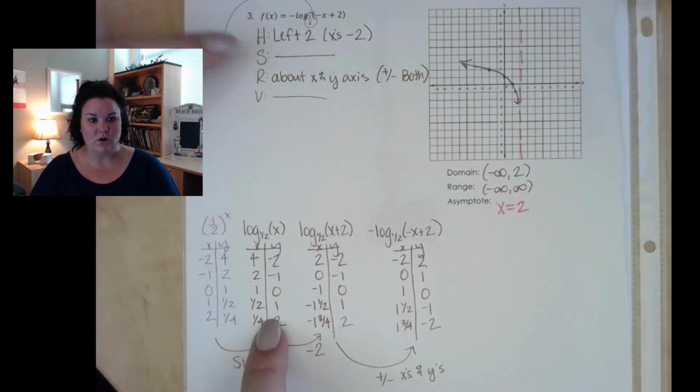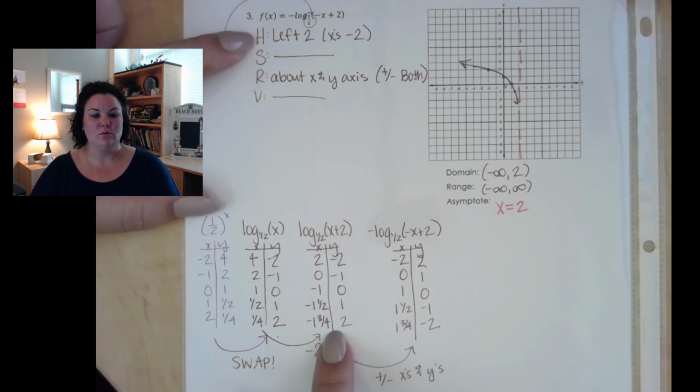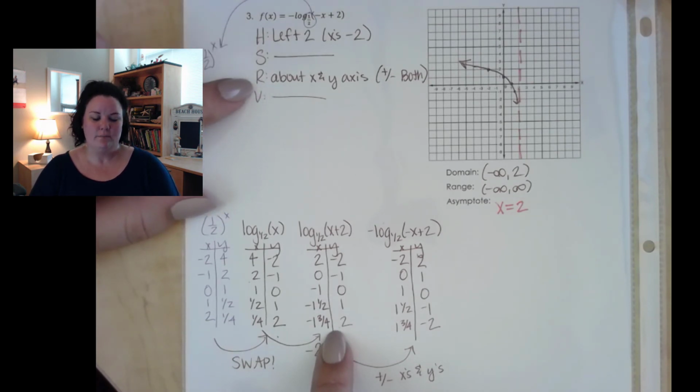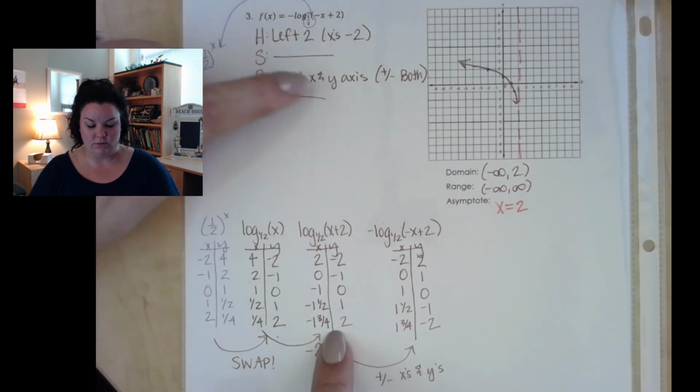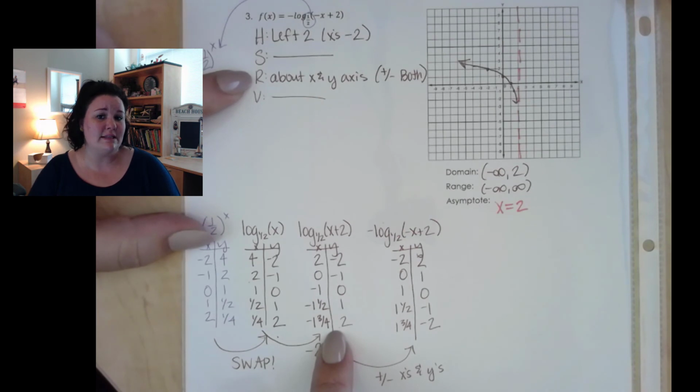So starting with this log table that is our parent, we're going to start in HSRV order. So again, starting with our horizontal shift. So we're going to subtract 2 from our x's to move it to the left. And then for our reflections, now since both of these are reflections, and reflections is the third thing that we do, I'm okay with you doing them in the same table.